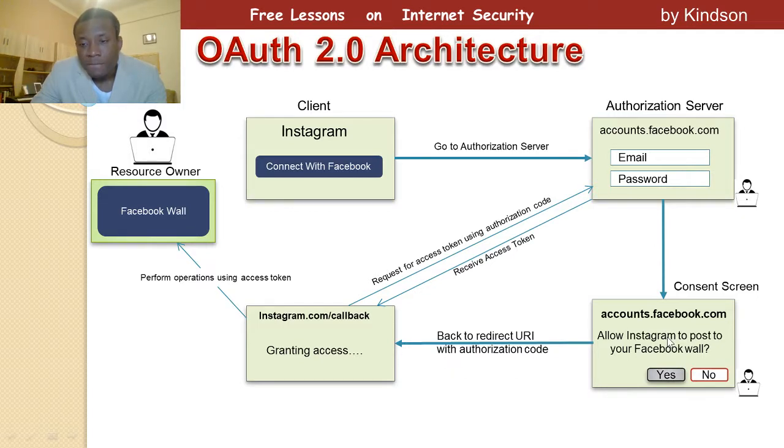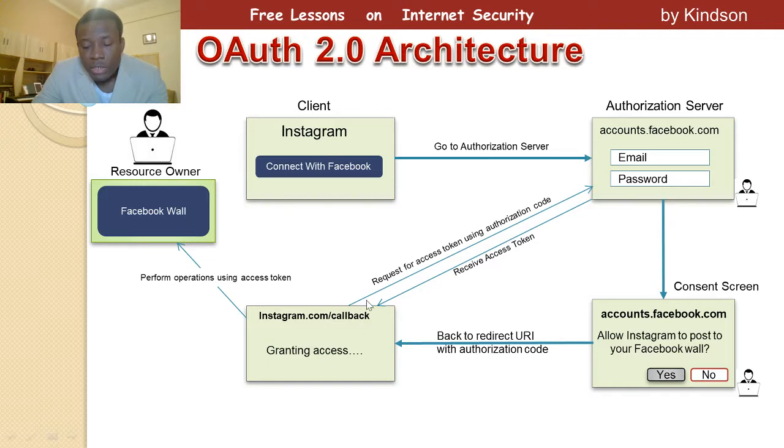It gets back to Instagram, telling Instagram, yes, access has been granted. And also this Facebook authorization server gives an authorization code to Instagram. And this URL is a callback URL. This is where it comes to after you click on the yes in the consent screen. It comes to the callback, giving you an authorization code, but this authorization code you may not be able to use to access Facebook. You can't use this authorization code to post to the Facebook wall because the cycle is not complete.